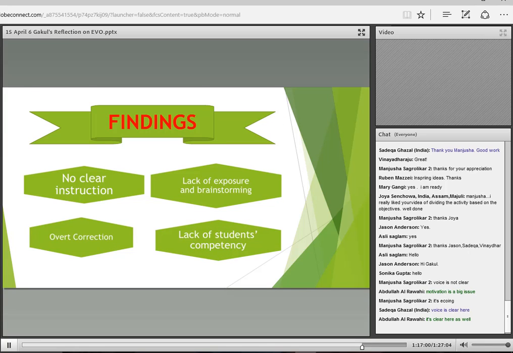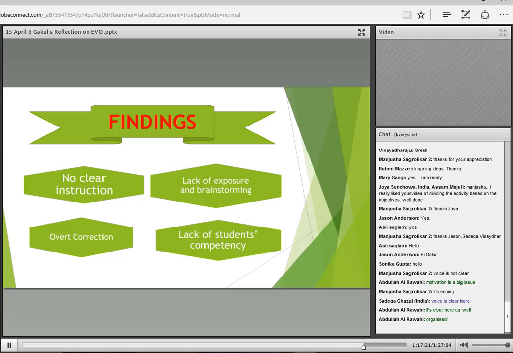So I collected data, and the finding came like this: no clear instruction. Some of the teachers, for example, they said we just assigned them some topics, but the instruction wasn't clear. What would be the coverage of the topic? What should be included? They even were not clear on the topic.